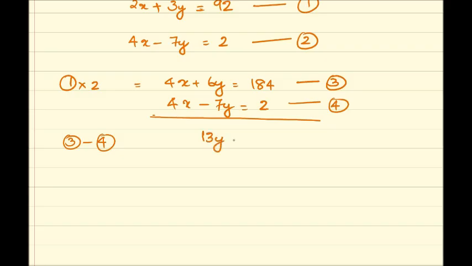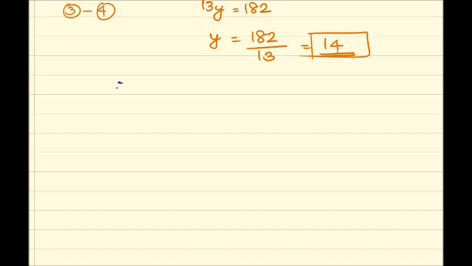We will get 13y is equal to 182. That is, y is equal to 182 divided by 13. So we will get the answer 14. So we get the value of y as 14.